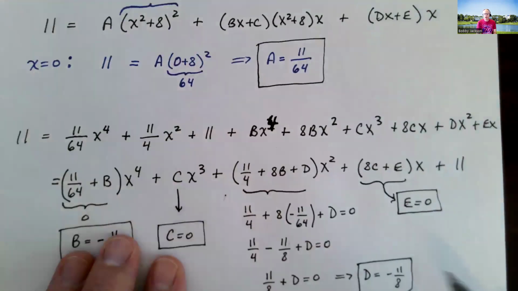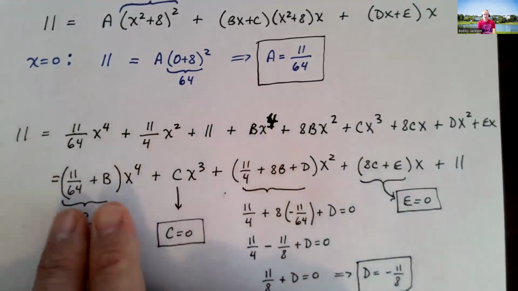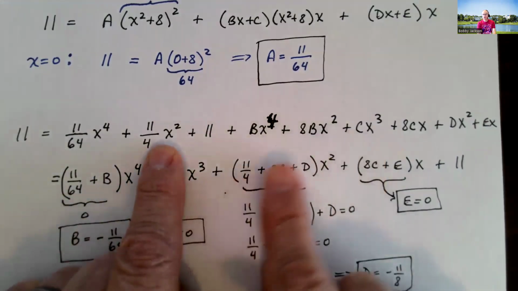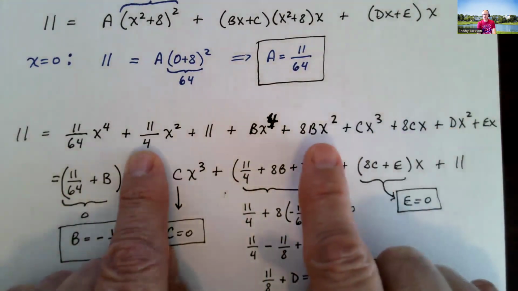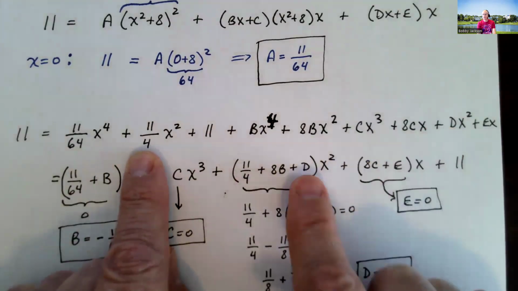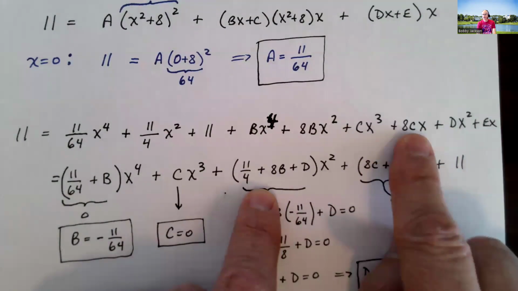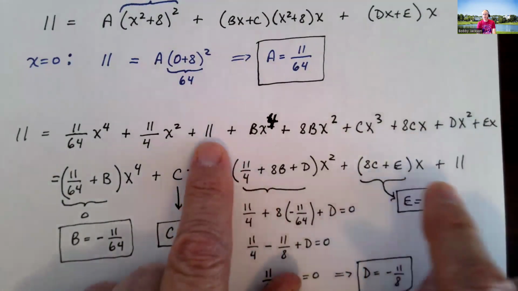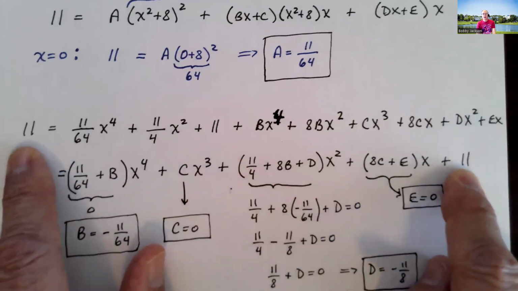Now I combine my like terms. I've got two x to the fourth terms, so I add their coefficients together. I just have one x cubed term. I have 1, 2, 3 x squared terms, so I take their coefficients, 11/4, 8b and d, and add those together. And then x terms, I have 8c plus e times x. And of course, my constant term 11, which better be the case, because I have the constant 11 over here.